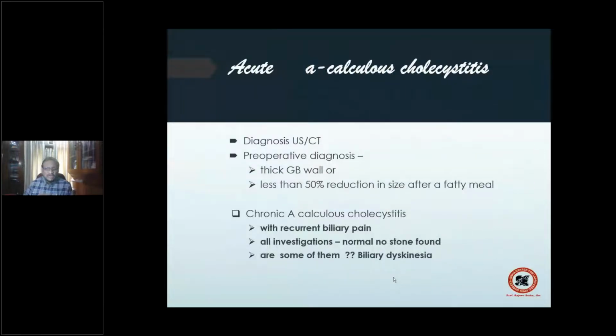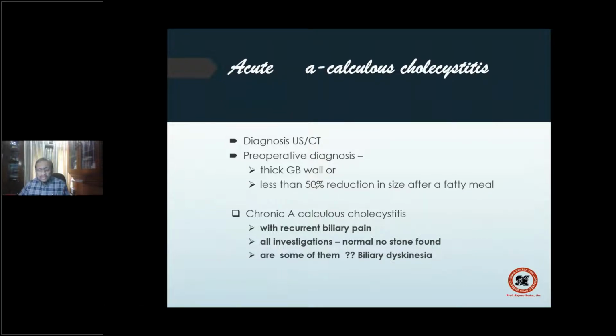The diagnosis is not very easy, and here ultrasound or CT scan gives you a pointer, and the gallbladder wall edema is a very important indicator. Preoperative diagnosis: the thick gallbladder wall, and the second thing is a less than 50% reduction in size after fatty meal. This figure is important. So you do give this patient a normal meal, if the patient, of course, is taking orally, and less than 50% reduction would give you a diagnosis of acalculous cholecystitis.